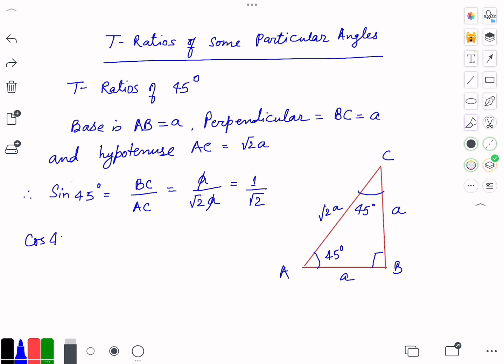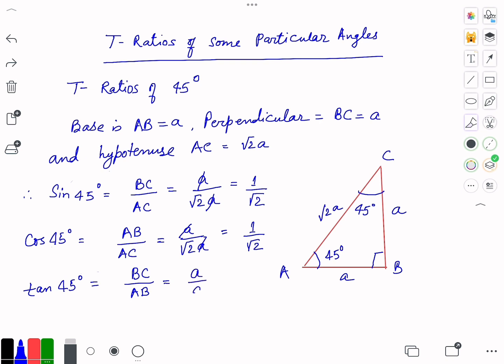Cos theta is equal to base by hypotenuse. Here cos 45 degree is equal to AB by AC, which is equal to a by root 2a, that means 1 by root 2. And tan 45 degree is equal to perpendicular by base, that means BC by AB, which is equal to a by a, which is again equal to 1.